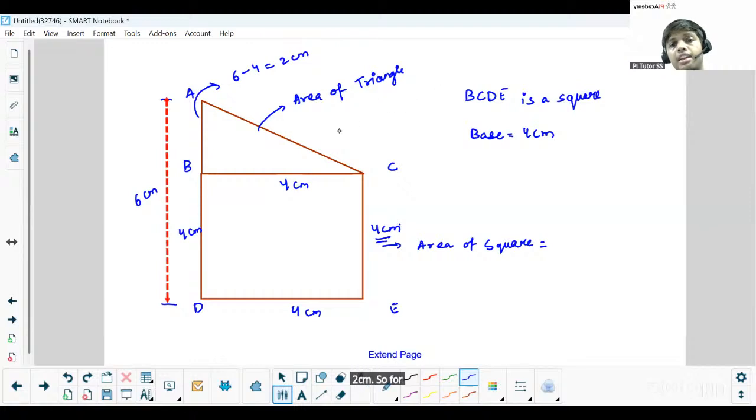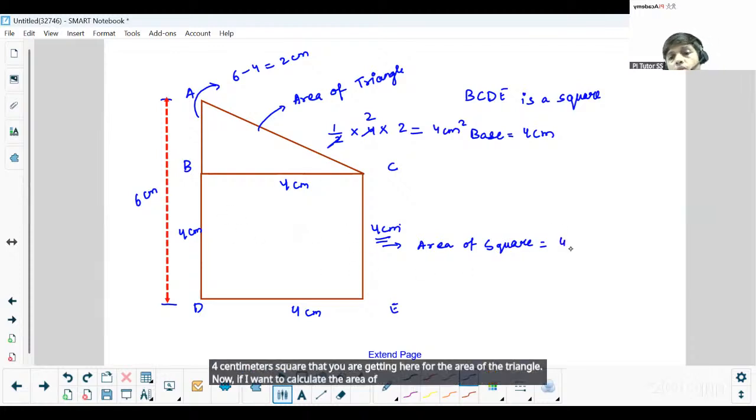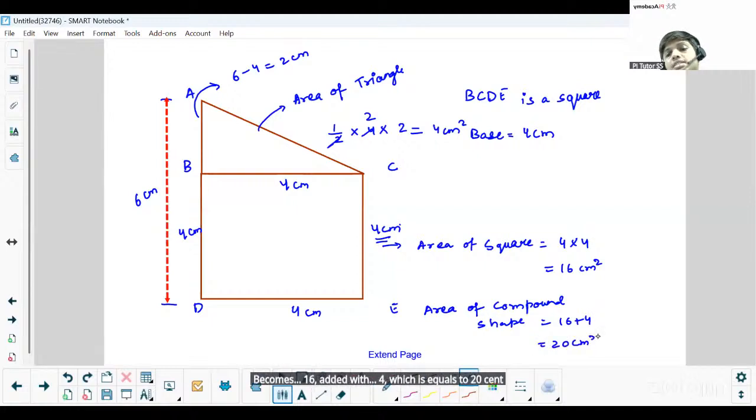So for calculating the area of the triangle, that is half times base times height. Base is 4 centimeter. And here the height is going to be 2. So this becomes 2 times 2 is 4. 2 times 2 is again 4 centimeter square that you are getting here for the area of the triangle. Now, if I want to calculate the area of the square, that becomes 4 times 4, which is equal to 16 centimeters square. Ultimately, area of the compound shape becomes 16 added with 4, which is equal to 20 centimeters square as the right answer.